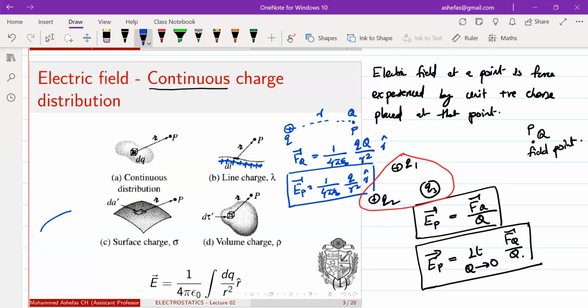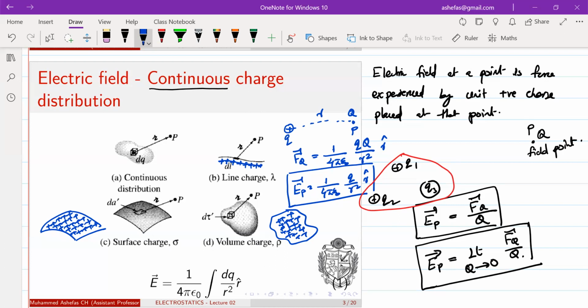What is surface charge distribution? If you consider a surface, and if the charges are tightly packed along the surface, then it is an example of surface charge distribution. Now it need not be positive, it can be negative as well. And the volume charge distribution, that is if you consider a volume, and if the charges are tightly packed in the entire volume, then it is called the volume charge distribution. So these are the three different kinds of charge distribution: line charge distribution, surface charge distribution, and volume charge distribution.